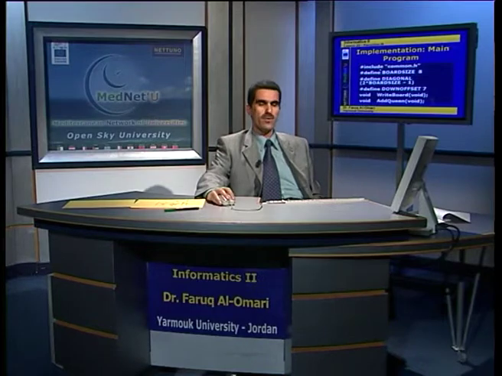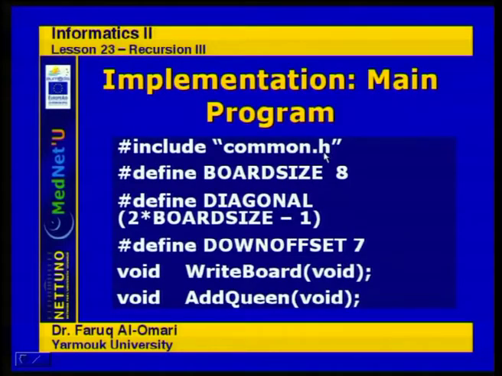Okay, the main program starts with include common.h, and we're defining the board size as 8. And then we're defining diagonal to be 2 times board size minus 1, and that refers to the maximum diagonal size I could have, which is 15. And we're defining the down offset to be 7. All right, we're using the functions write board and add queen.